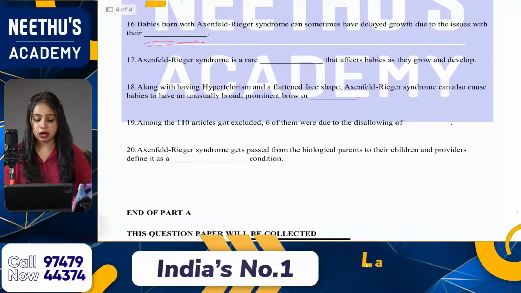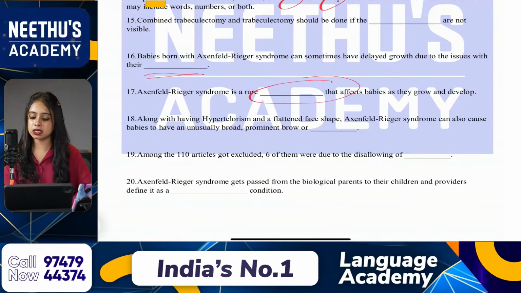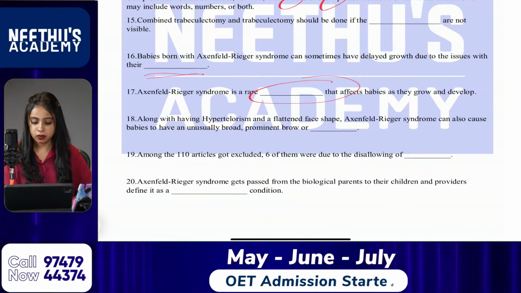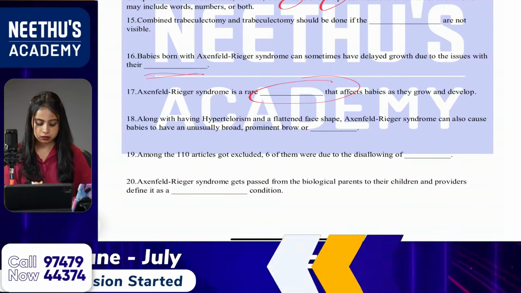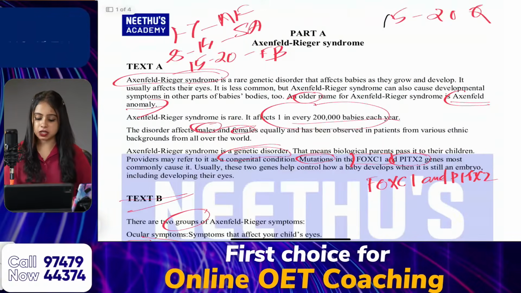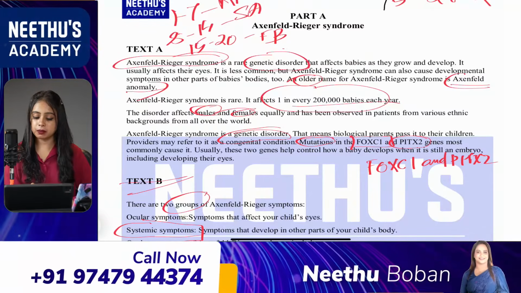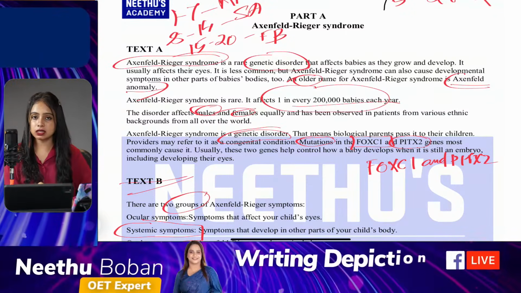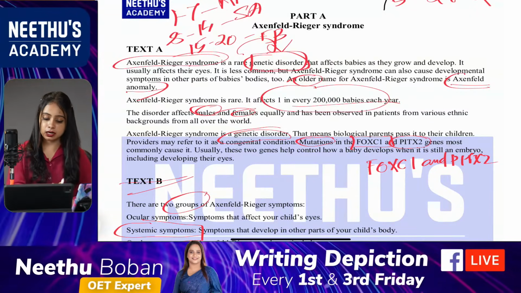17th one. Axenfeld-Rieger syndrome is a rare dash that affects babies as they grow and develop. Rare what? Okay, very easy question. From text A, Axenfeld-Rieger syndrome is a rare genetic disorder. So the answer is genetic disorder.